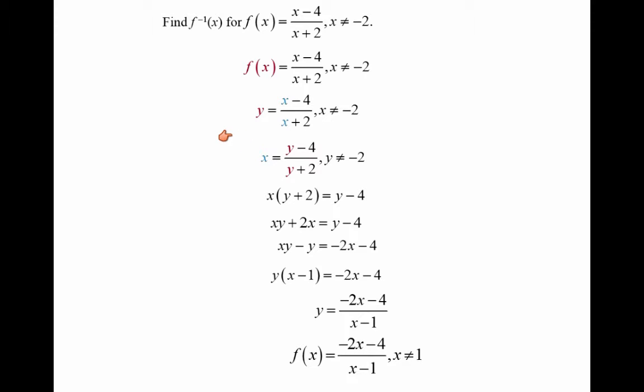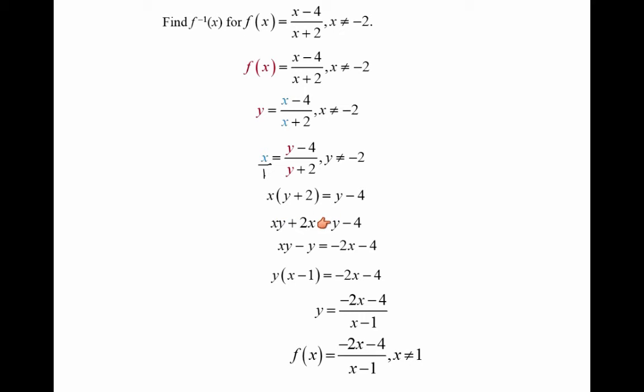To solve for y, this is like a proportion. So let's write this as x over 1. If I cross multiply this, I get x times y plus 2 is equal to 1 times y minus 4. I can distribute the x. Remember, we're solving for y. I have two terms that contain y, this term and this term. I have to collect them together.